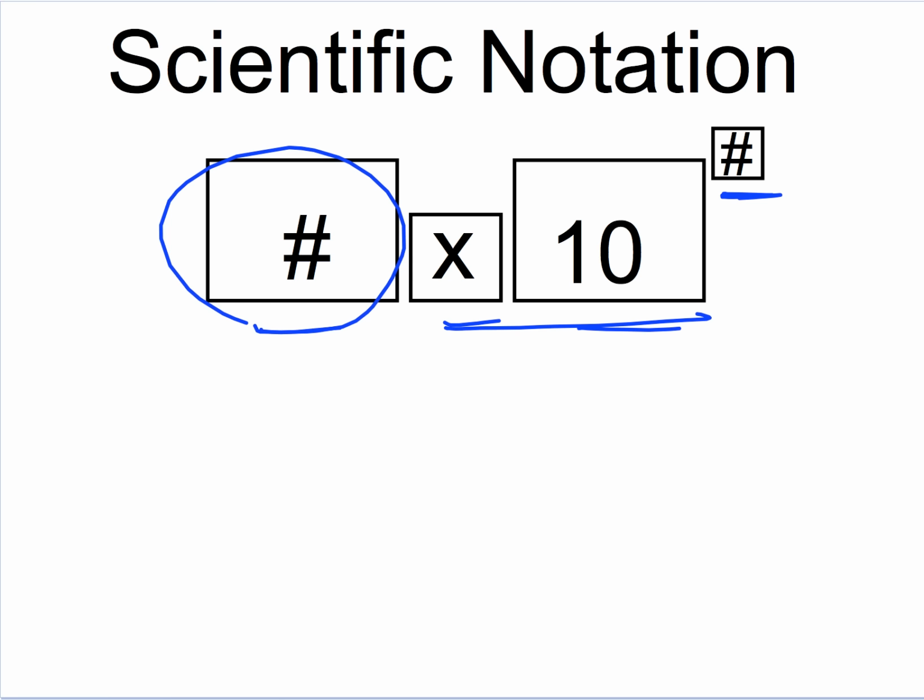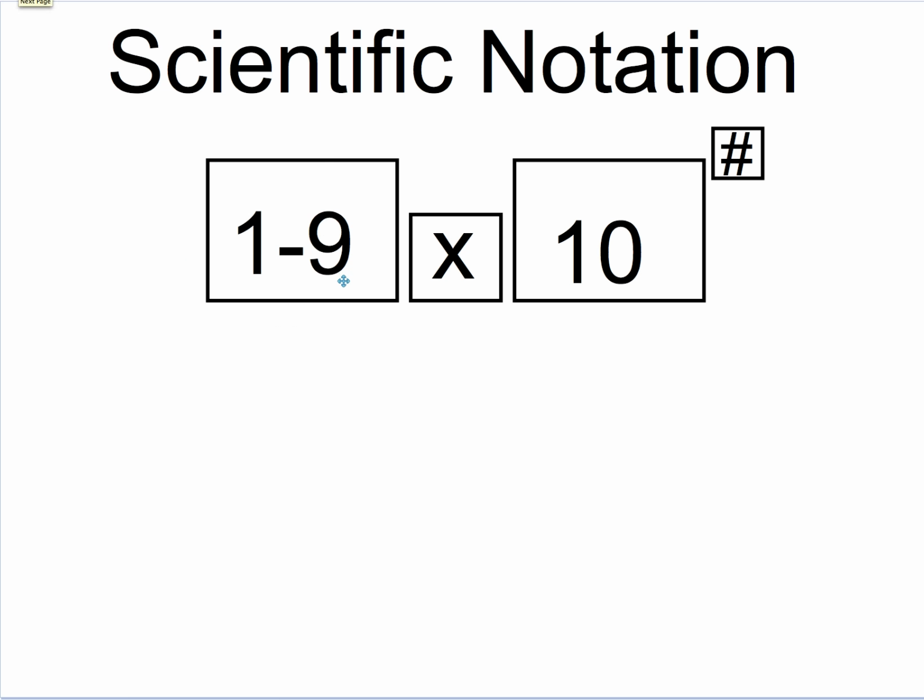Let's first talk about that first number. That first number has to be from 1 through 9. It cannot be smaller than 1. It cannot be larger than 9. The times 10 stays the same. And then the exponent can be any number, but sometimes you will see a positive exponent and sometimes you will see a negative exponent, which I'll explain further.